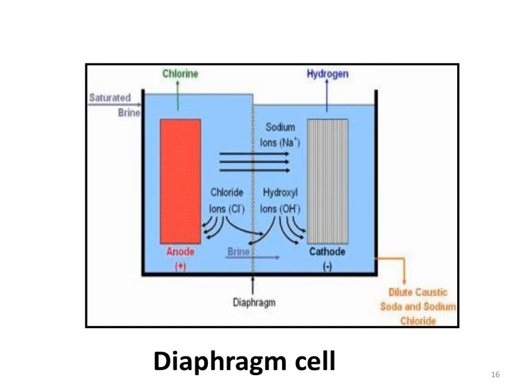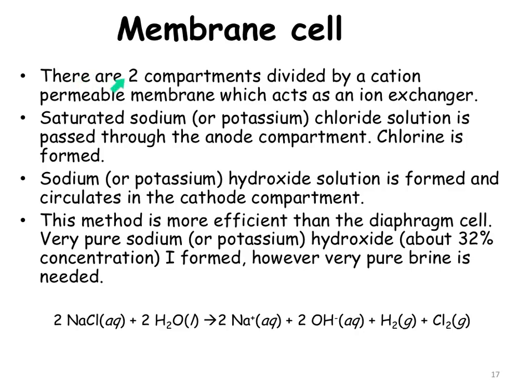They've made an advance on that, and it's called the membrane cell, where this diaphragm only allows certain ions through. So the membrane cell also has two compartments, but it's a cation permeable membrane that acts as the ion exchanger. Saturated sodium or potassium chloride is passed through the anode compartment and chlorine is formed. Sodium or potassium hydroxide is formed and circulates in the cathode compartment. The good news is I get 32% concentrated potassium or sodium hydroxide, so that is much better. What's the disadvantage? You need very, very pure brine.